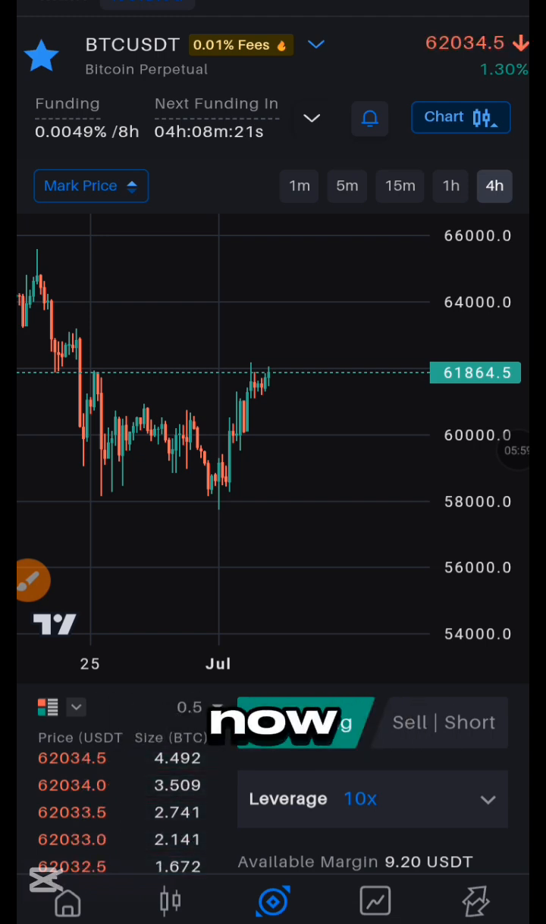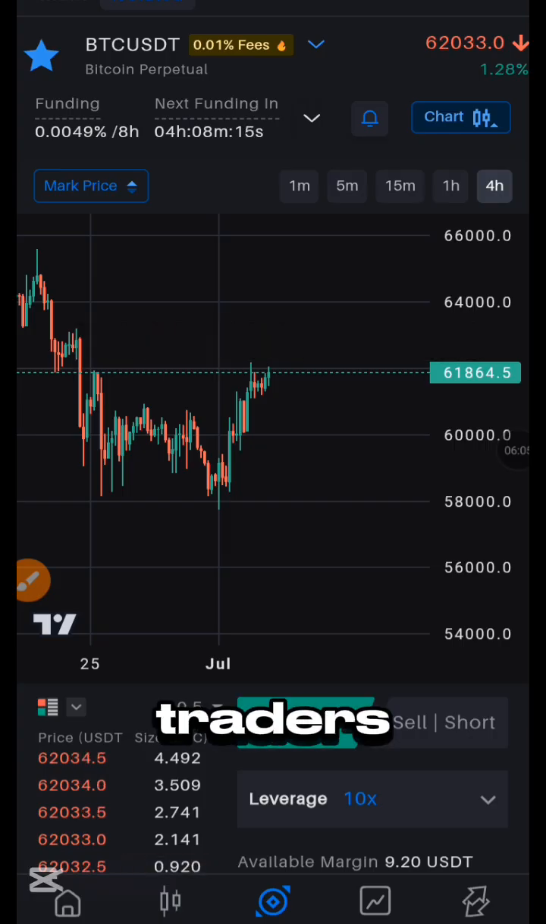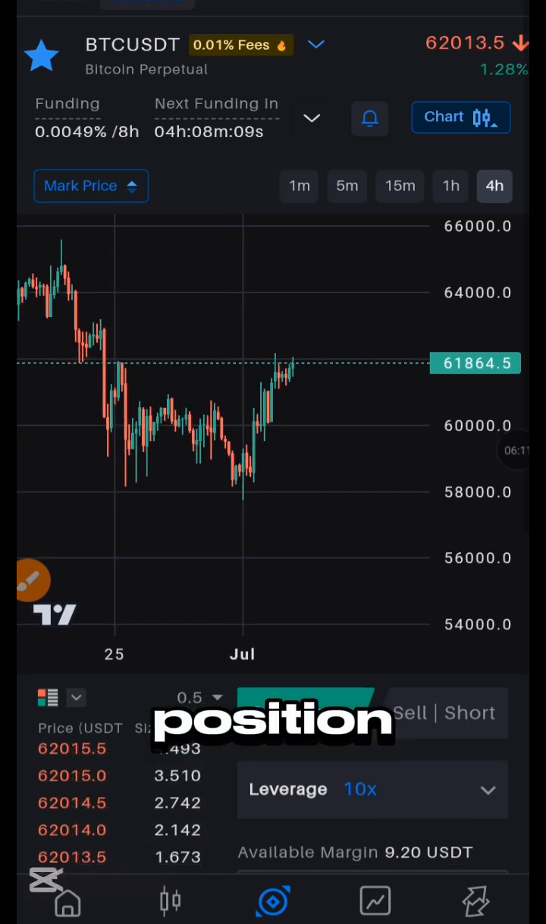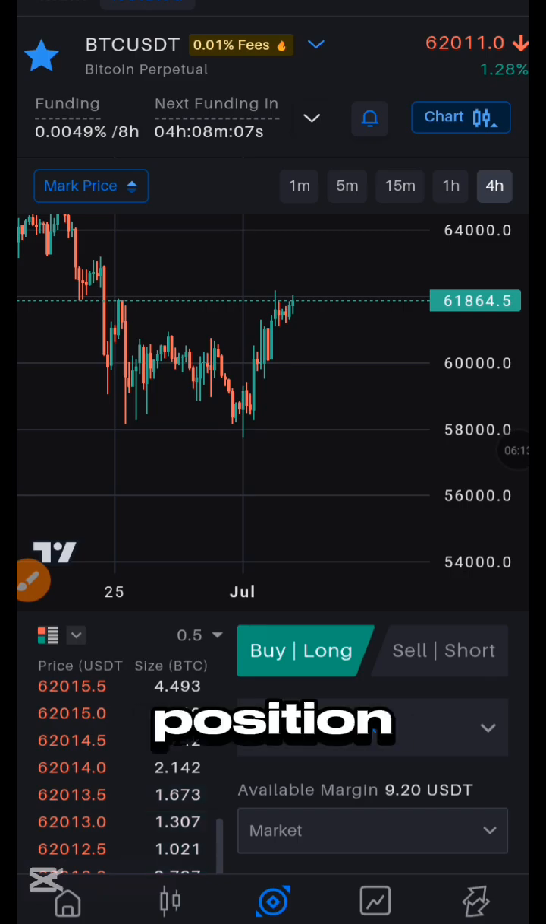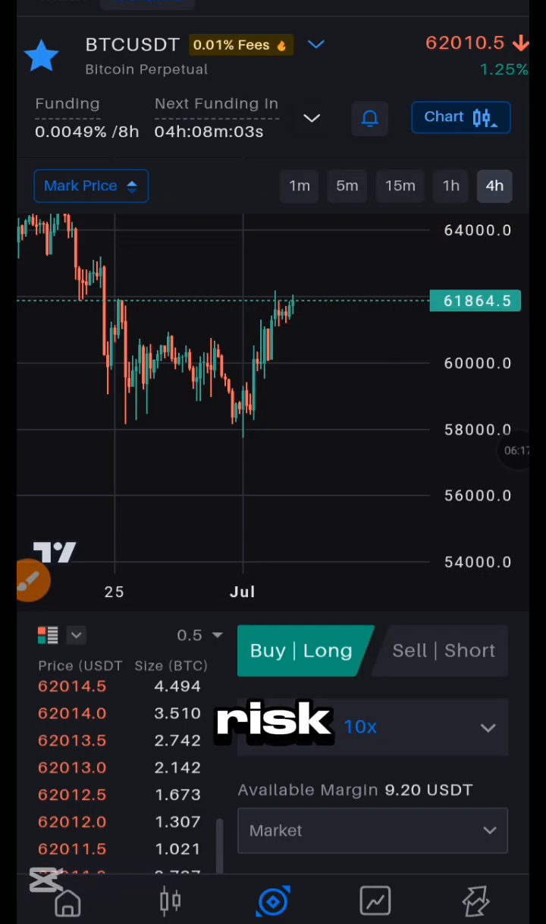All right, now step 3, position sizing. A lot of new traders don't understand what position sizing is, so I'm going to explain it in this video. What is position sizing? Position sizing is you deciding the amount of money you want to risk per trade.